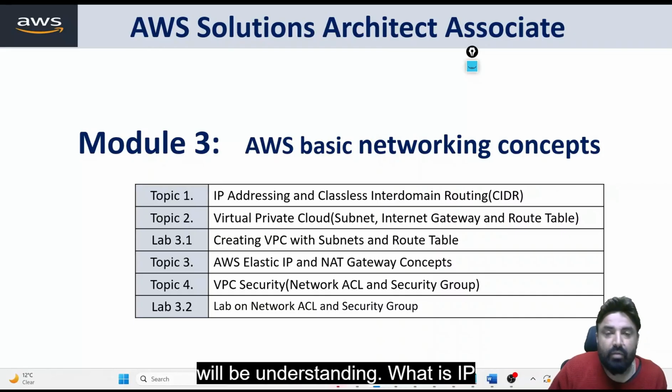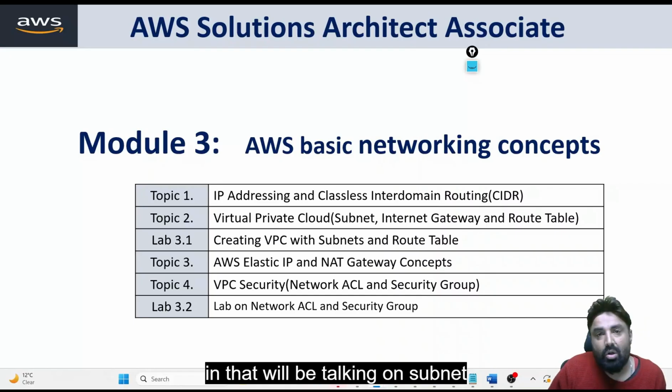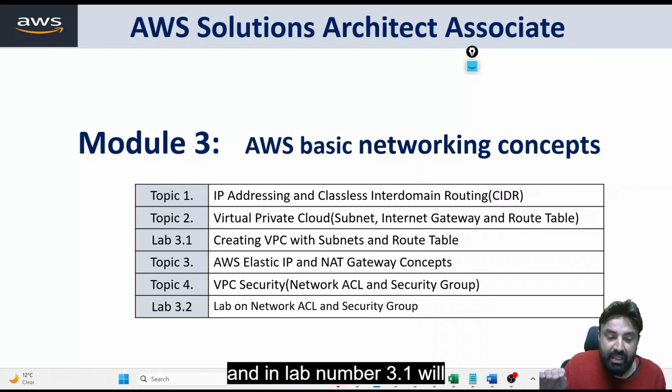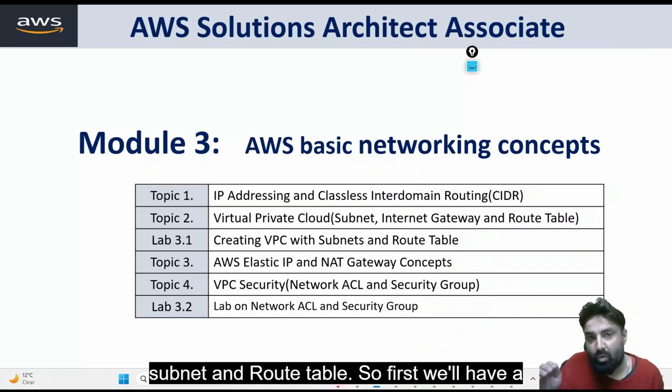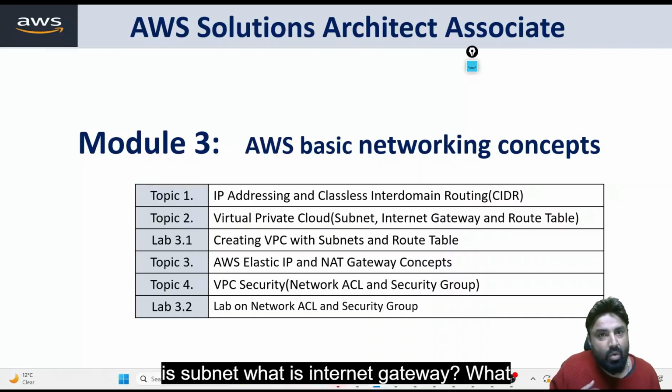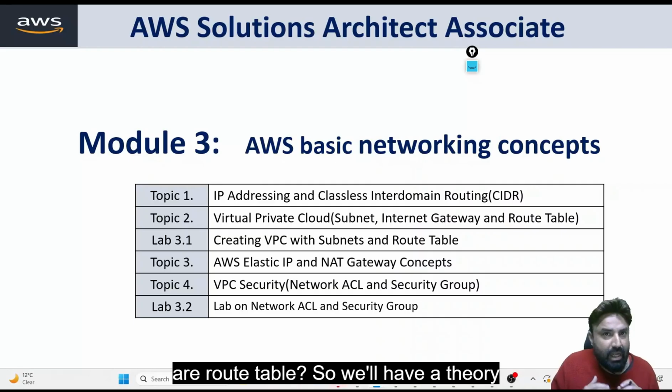In topic 1 we'll be understanding what IP addressing is and what CIDR, classless inter-domain routing, is. Then in topic 2 we'll be talking about VPC, that is virtual private cloud, and in that we'll talk about subnet, internet gateway, route table, all these things. So first we'll have a theory, what exactly VPC is, what a subnet is, what an internet gateway is, what route tables are.